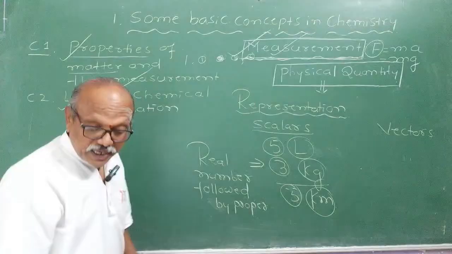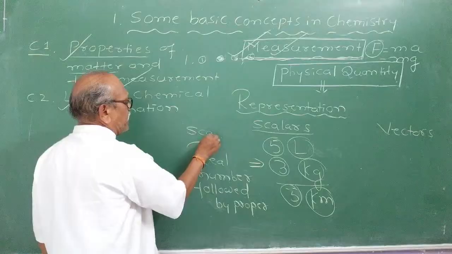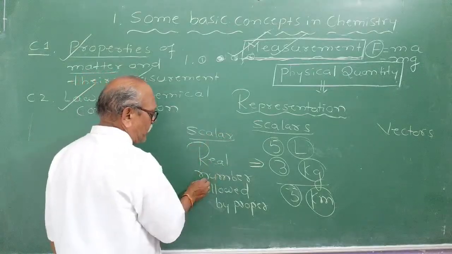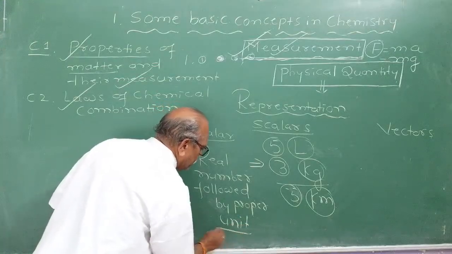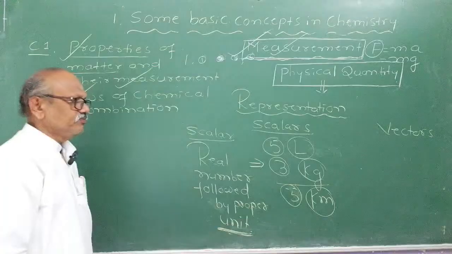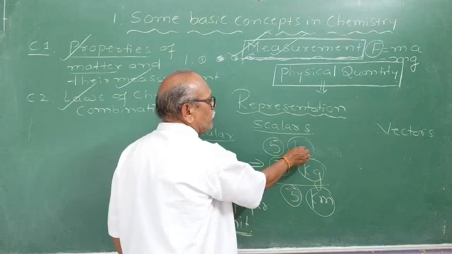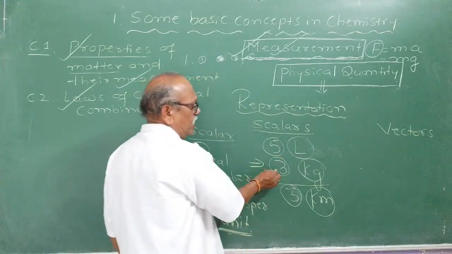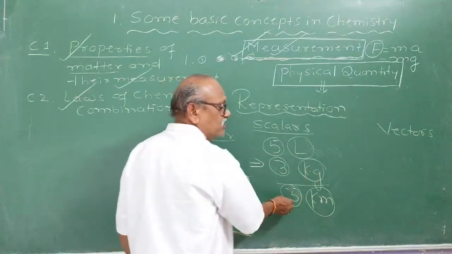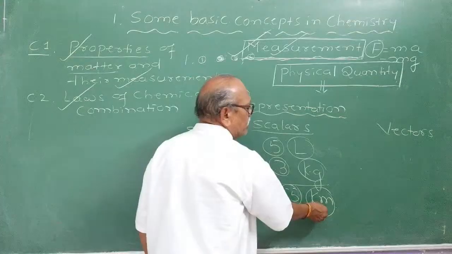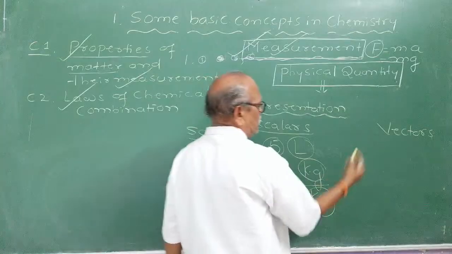Okay, now see, any scalar is represented by a real number followed by a proper unit. Now we come to the point. Say 5 is the real number, liter is the unit of volume. 3 is the real number, kg is the SI unit of mass. 5 is a real number, kilometer is the bigger unit of length. Right?